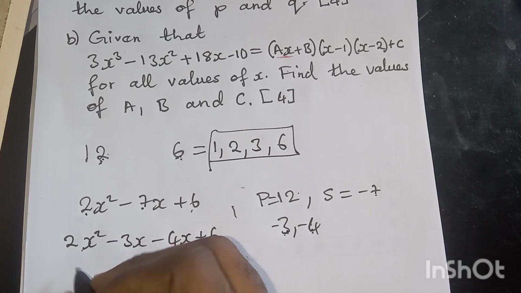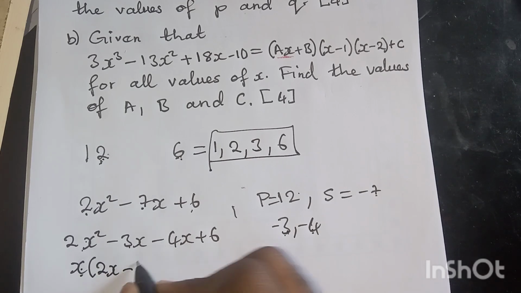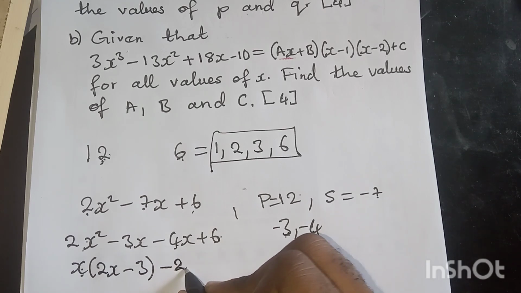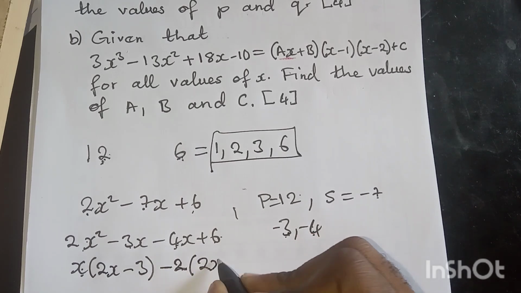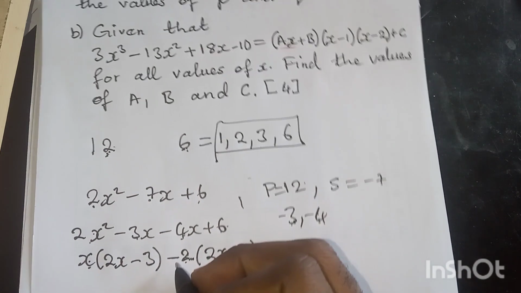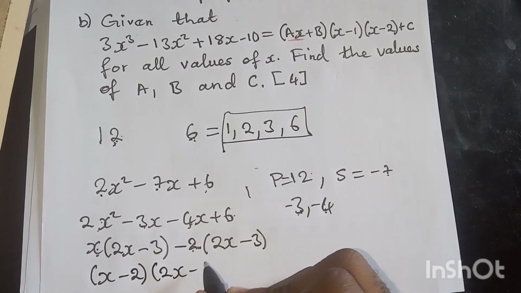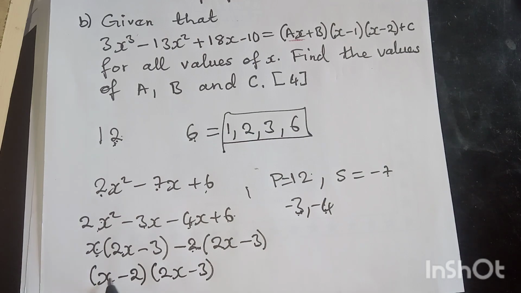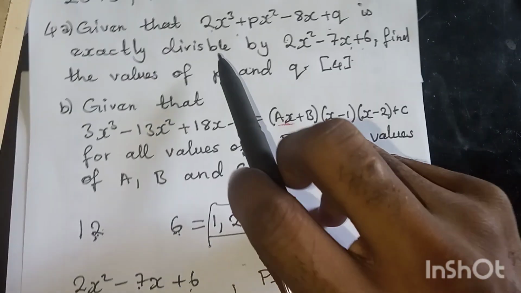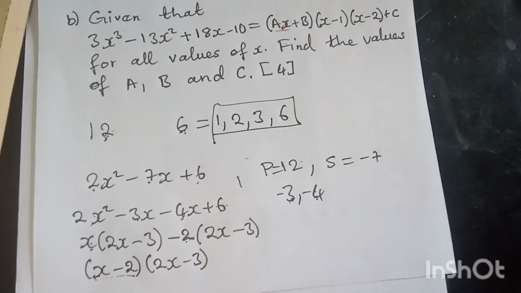And then we can factor the x out. X into this would be 2x. X into that, this would be 3. And then we can factor a minus 2 here. Minus 2 there, we have 2x. Minus 2 there, we have minus 3. Then we can factorize this. So this means this is a factor of the polynomial here. This one here. And this one is also a factor of that polynomial.